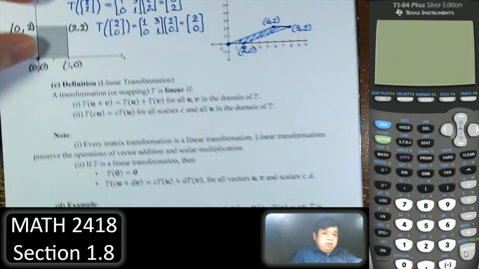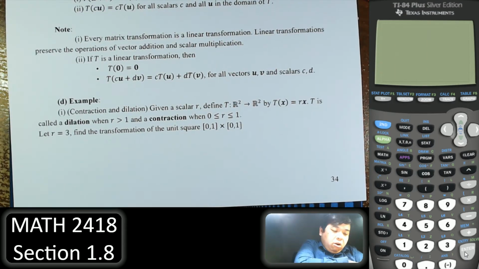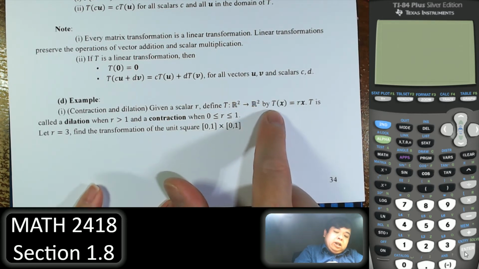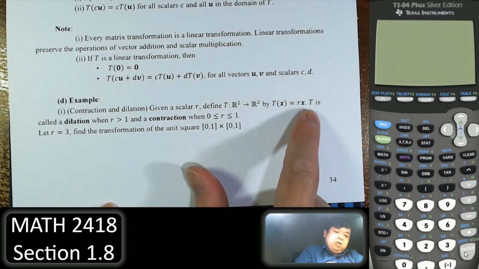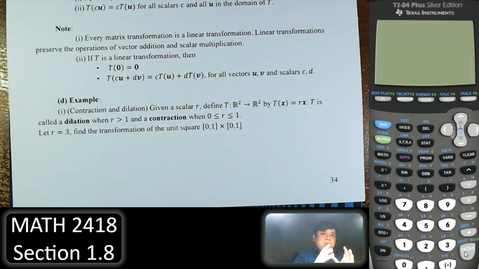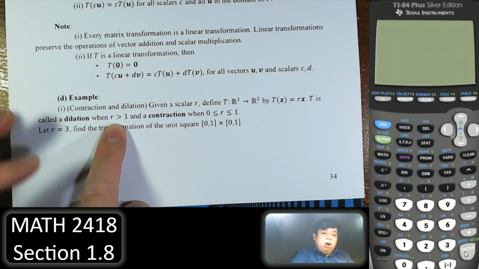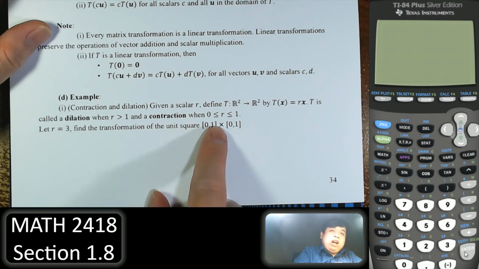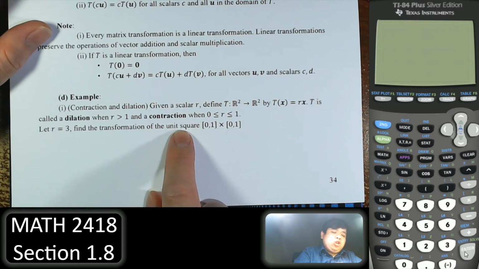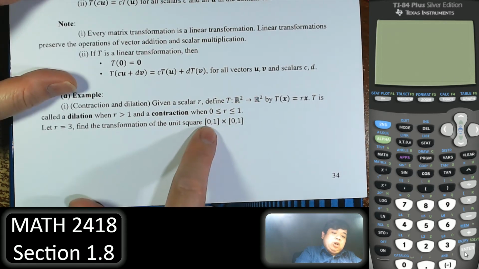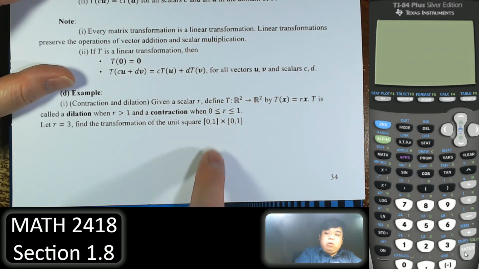Here's more examples. Contraction and dilation. Given a scalar r, define T from R2 to R2, T of x equal to r times x. So whatever vector we have, we just multiply by a number, so we could get bigger or smaller. If things get bigger, that's called dilation, when r is bigger than 1, and contraction when it is less than 1 but still positive. Let r equal 3. Find the transformation of the unit square 0, 1, 0, 1.